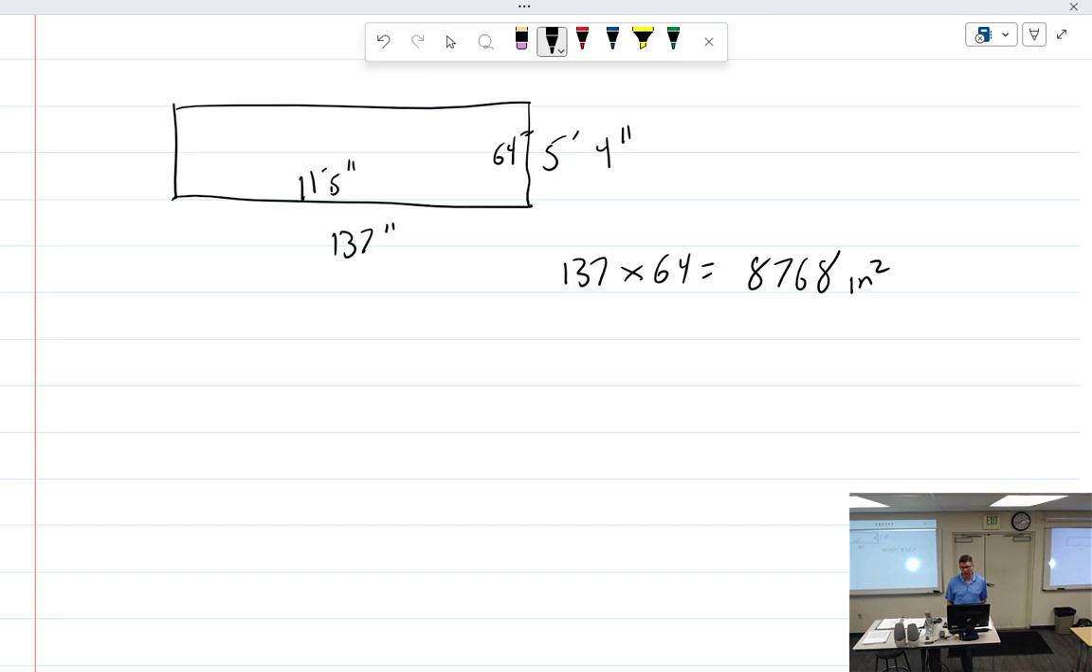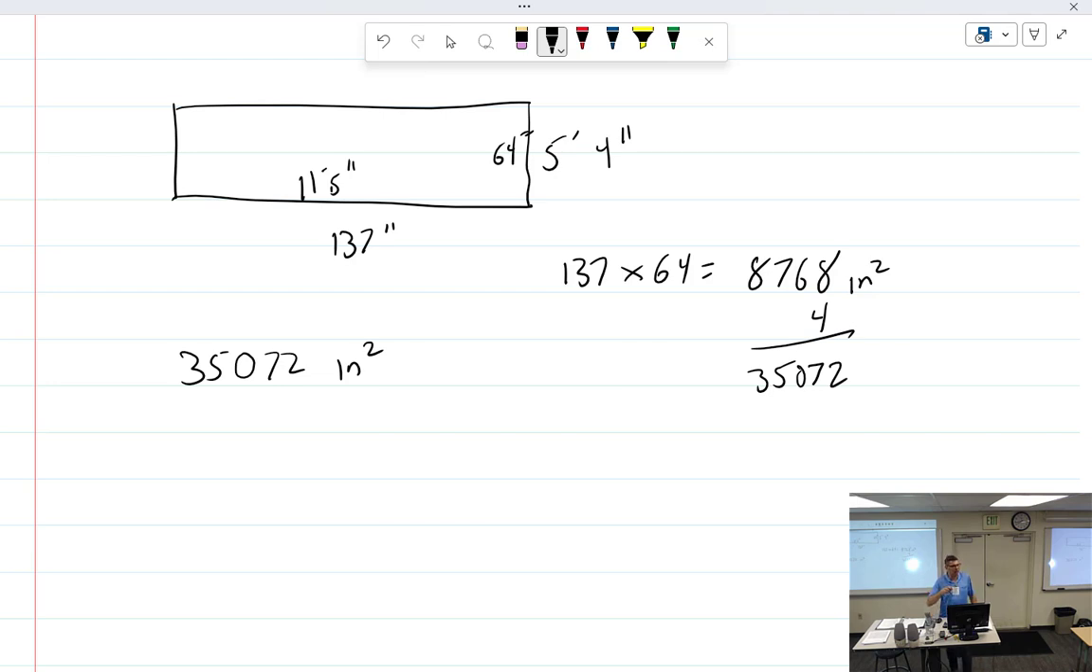So we multiply that by 4. Okay, what do you get? 35,072 square inches. 35,000, 72. Or 35,072. Thank you. It's much easier to hear it that way. 35,072. Okay, we have 35,072 inches squared. All right, well, how many square feet is that?